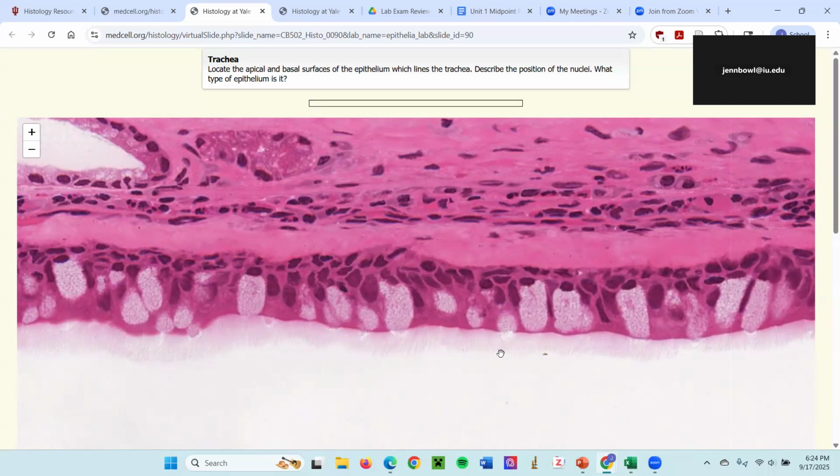So again, this is an apical side. This is where we have the cilia in this case, and then this would be that basement membrane. So this is that basal surface. So altogether, this would be called pseudostratified ciliated columnar epithelium. And because it's such a distinct tissue, it's a really good one to ask on the lab exam.